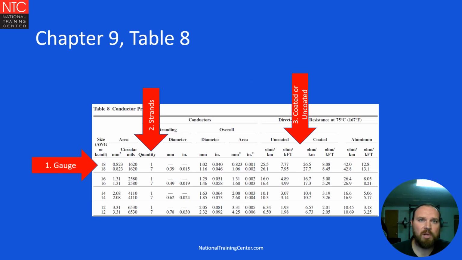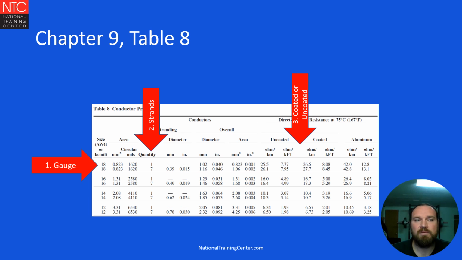Now, Chapter 9, Table 8, the conductor properties table, is going to be utilized when we need to know about resistances of cable. The first thing to take into account is that there are two numbers for every gauge. The top number is your solid cable, the bottom number is your stranded cable. We also have the factor of is it coated or uncoated. Most of what we work with in the field today is coated cable.